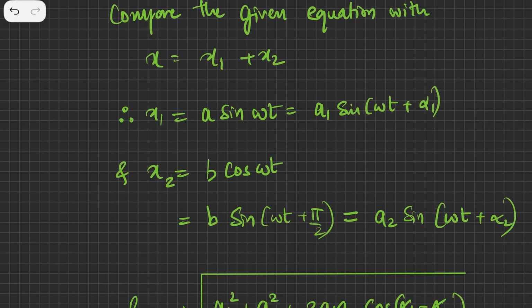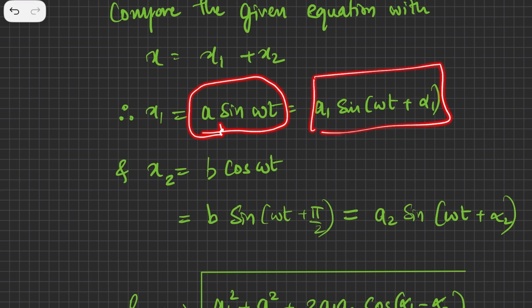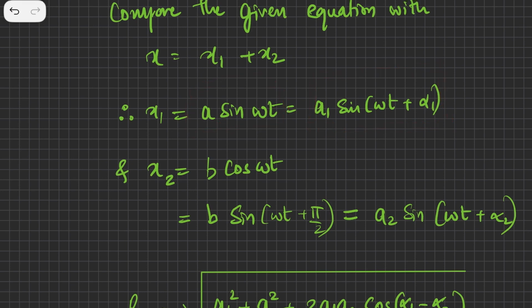So my equation is x1 plus x2, and in place of x1 I have a sine omega t. This is from the equation given in this question. However, if you remember the formula when we did composition of two SHMs, in case you have not watched that, you should go and watch the composition of two SHMs. In that formula, we used the equation x1 is equal to a1 sine omega t plus alpha 1. So I can compare these two equations. I can say that a1 is a and alpha 1 is 0 because there is nothing over here. So alpha 1 is equal to 0 and a1 is equal to a.